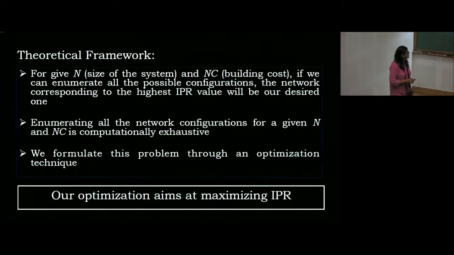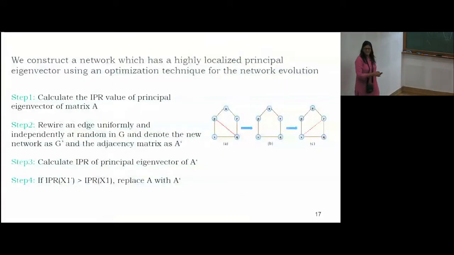So we formulate this problem through an optimization technique. This is a very simple one. One can have any variation of optimization, but this is one of the simplest which we have used, and we have tried many other methods and they all seemed to work. We construct a network which has a highly localized principal eigenvector using an optimization technique, and this is a rewiring. I know Professor Sinha has done fantastic work on the rewiring, and yesterday I missed her talk, but I think you already have some exposure to this.